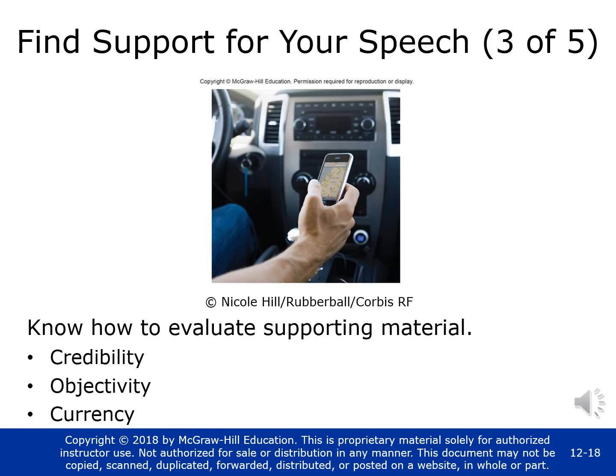So know how to evaluate the supporting material when you're looking for it. Make sure it's credible. Make sure it's a website that's reputable or one that you trust. If it's a person, make sure that they actually have experience in whatever the topic is. Be objective, so just bring facts, and make sure it's pretty current.